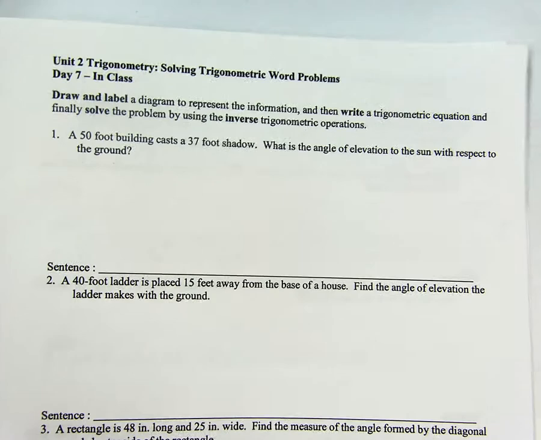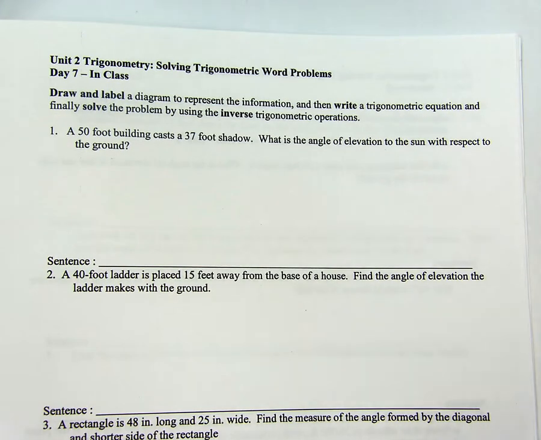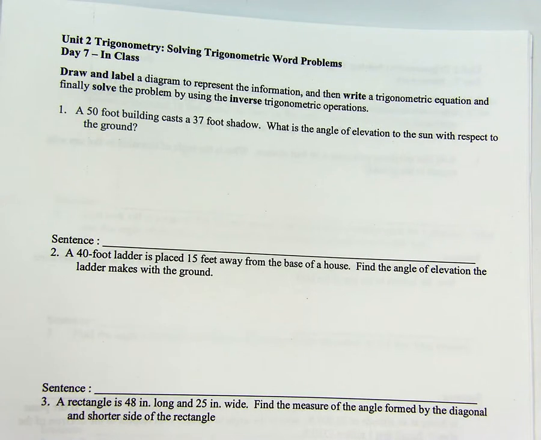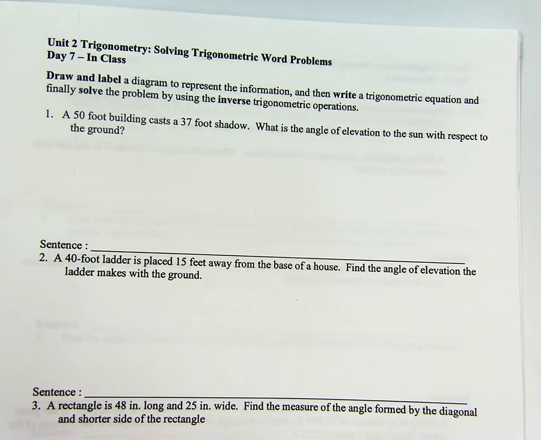All right, so the directions say draw and label a diagram to represent the information, and then write a trigonometric equation, and finally solve the problem by using the inverse trig operations. So let's get started with number 1.